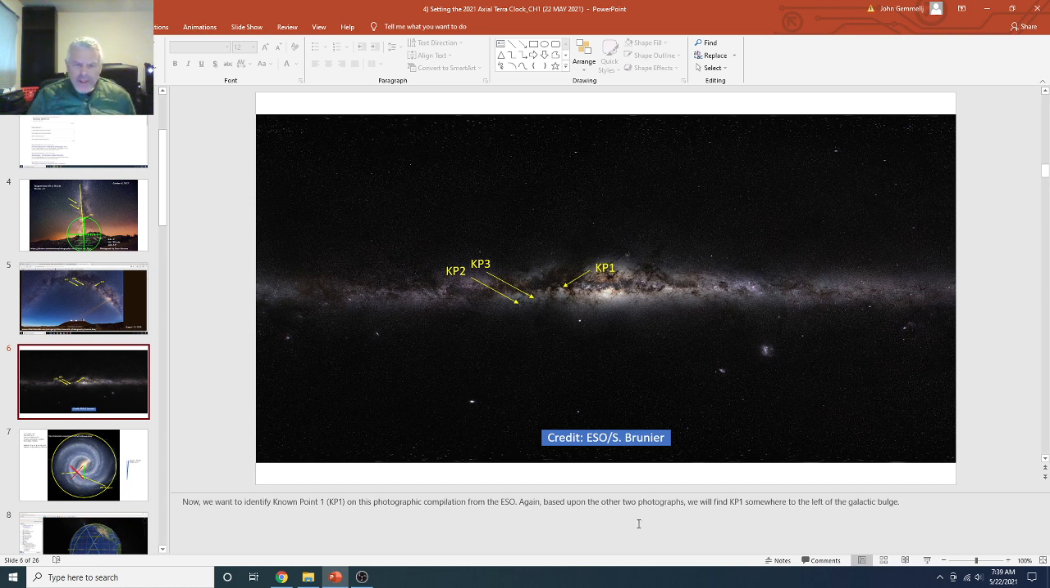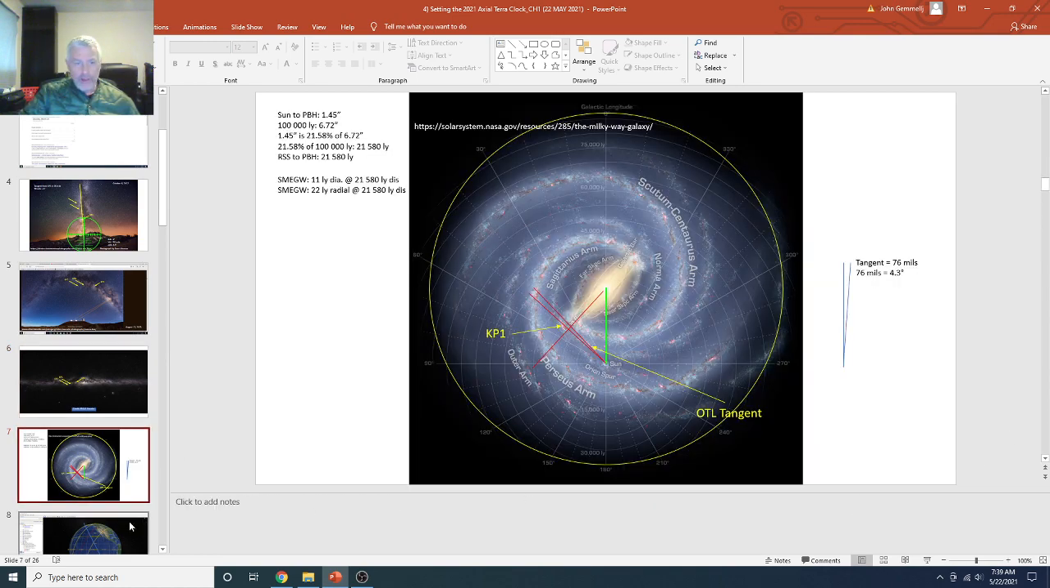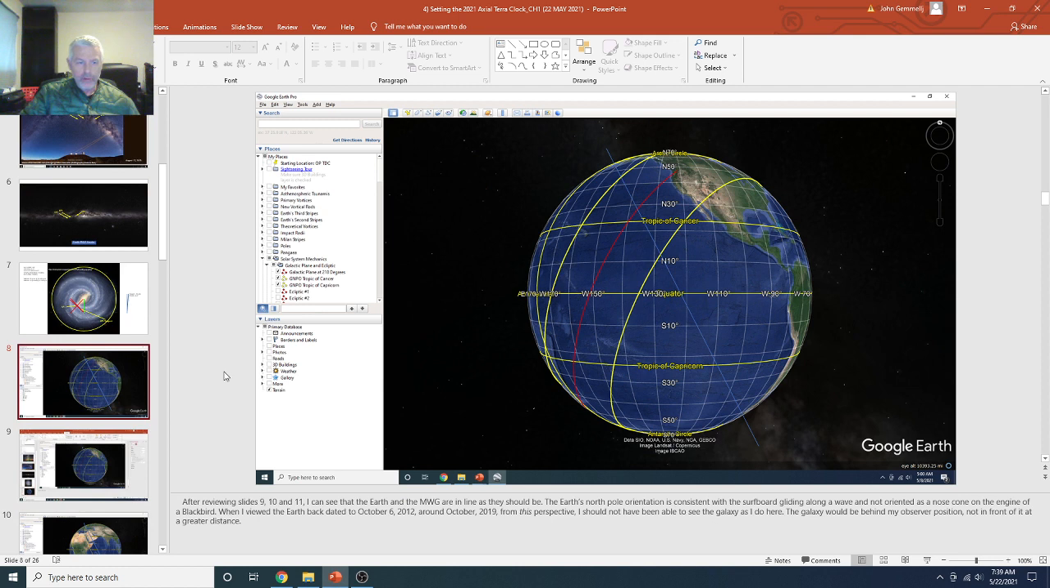Again, all right, I can't read my own writing. Okay, again, based upon the other two photographs, we will find known point 1 somewhere to the left of the galactic bulge. By the way, this is the galactic bulge because that's where it bulges. Okay. And then we go to the next slide. I didn't put any notes there. Then we go to the next slide.